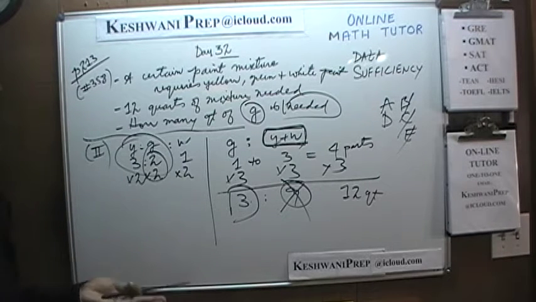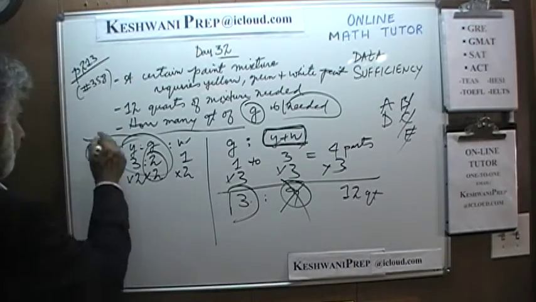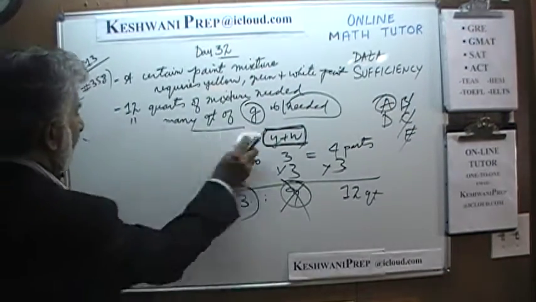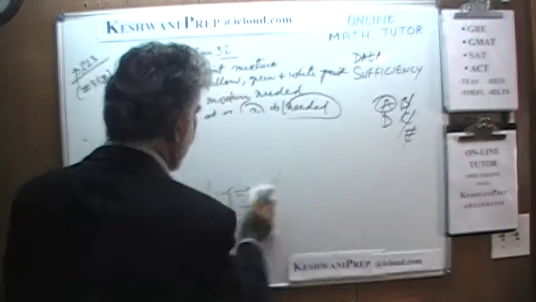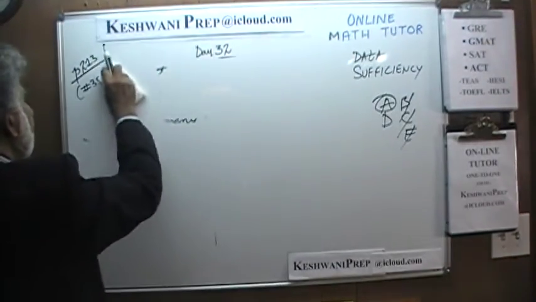We can't really tell. And this is just 2 possibilities. There are infinite possibilities as to what white might be. We cannot tell. Second statement does not do the job. The answer is A.